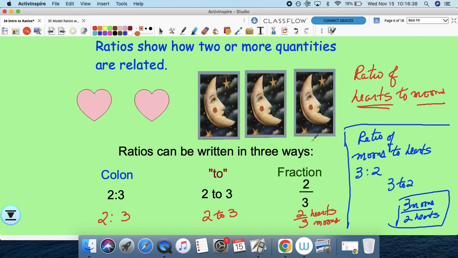I think you'll prefer it that way too. So that's what a ratio is: comparing how many of one item exist to the number of the other items. And that's what a ratio is. Okay.